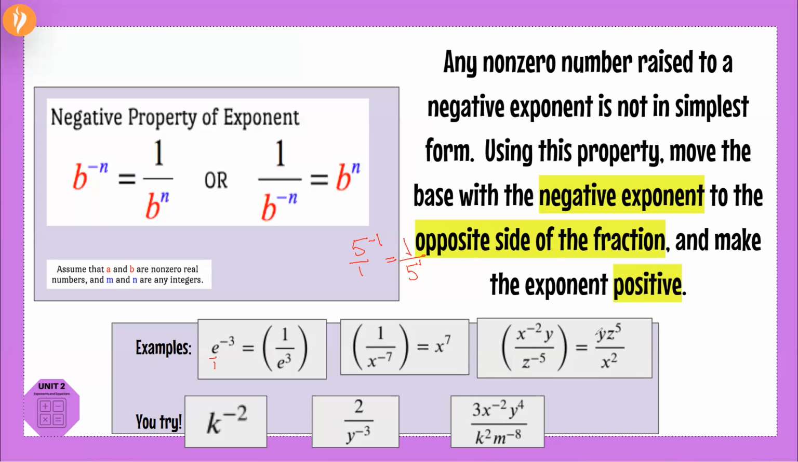All right, so look at that for a minute and see if it makes sense to you. Now you guys try these, okay? So here we have k to the negative second. So k is sitting up here in the numerator. I'm going to flip it over the line. I'm going to change that sign to a positive 2.